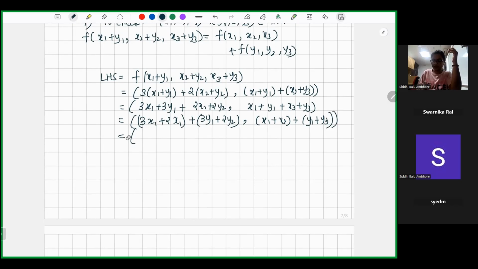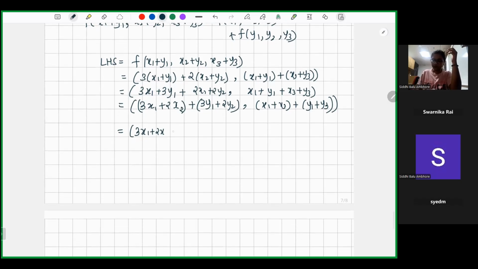And this gives me 3x1 plus 2x2 here, yes it's x2, comma x1 plus x3, plus 3y1 plus 2y2, comma y1 plus y3. I'm just separating these additions here.